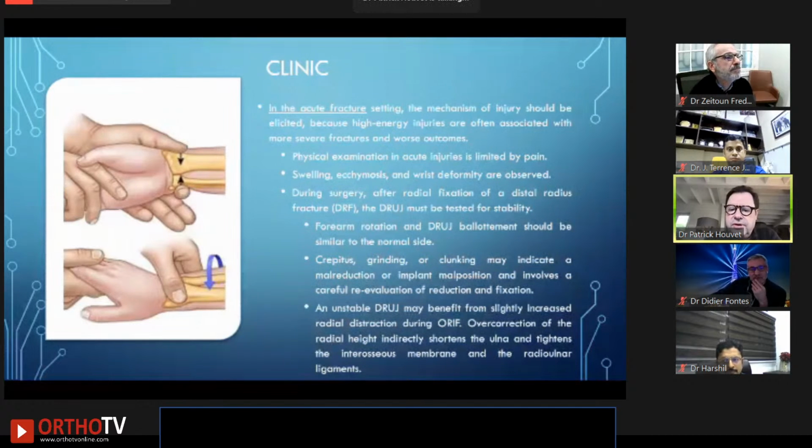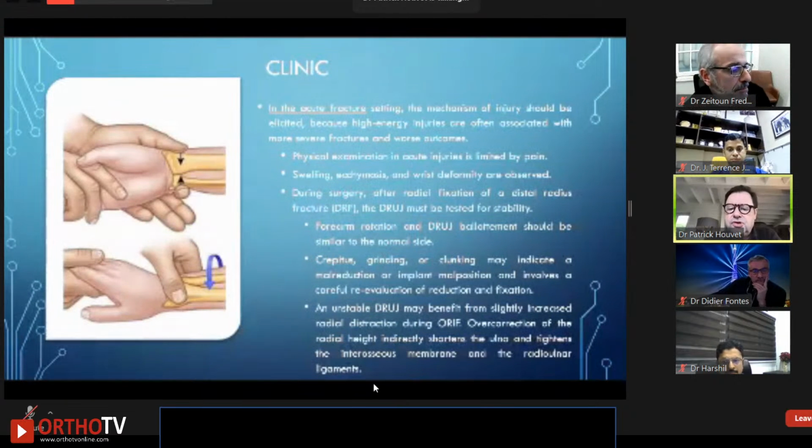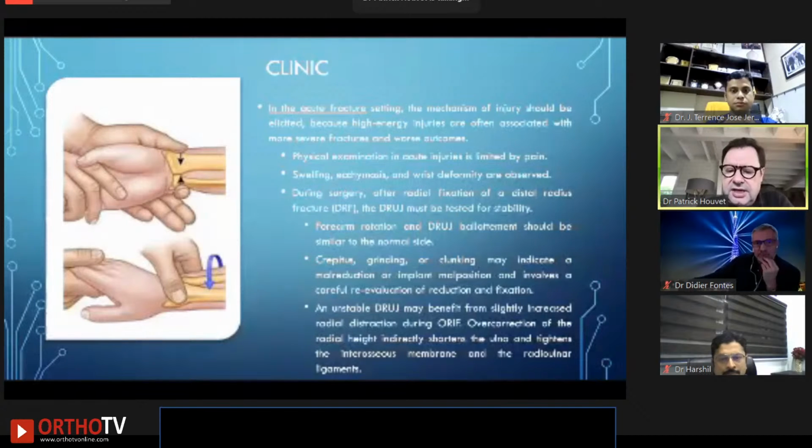During surgery, after radial fixation of the distal radius fracture, the distal radioulnar joint must be tested for stability. Forearm rotation and DRUJ ballottement should be similar to the normal side. Crepitus, grinding, or clunking may indicate a malreduction or implant malposition and calls for a careful reevaluation of reduction and fixation of the bone. An unstable DRUJ may benefit from slightly increased radial distraction during the fixation, because overcorrection of the radial height indirectly shortens the ulna and tightens the interosseous membrane and the radioulnar ligaments.